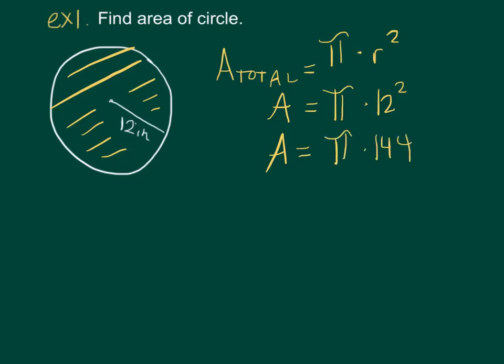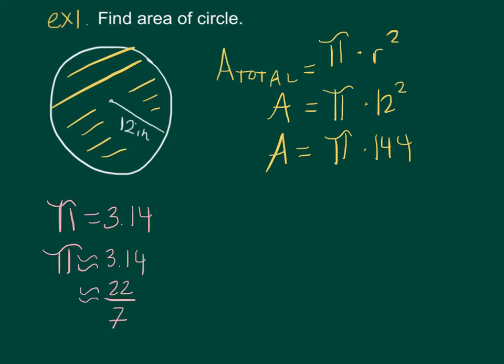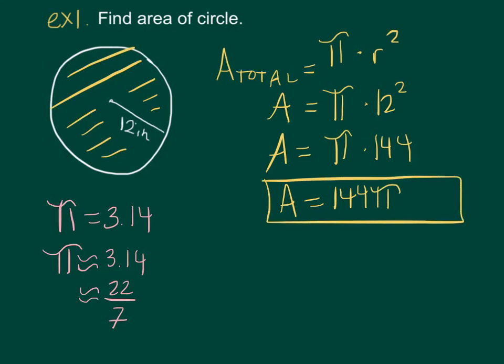Now you could multiply by an approximation of pi. Now you guys know that pi is 3.14. And usually you put an equal sign here, but truly pi is approximately 3.14. That means it's an estimation. It's also known as the fraction 22/7, but again, that's an approximation. So to keep this as exact as possible, you're just going to leave this in terms of pi. So this is a really exact answer right here. Area is 144 pi inches squared. So we're not going to multiply by an estimate, we're just going to leave it in terms of pi.